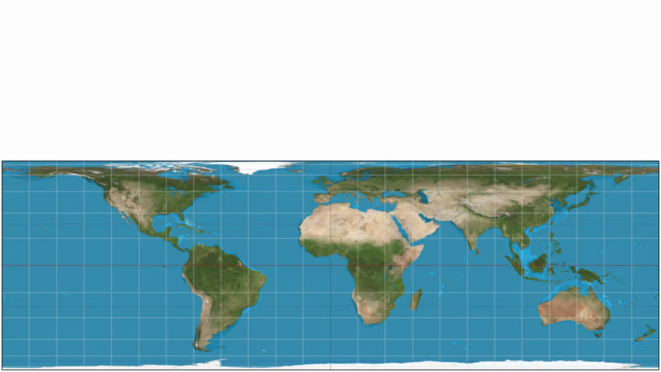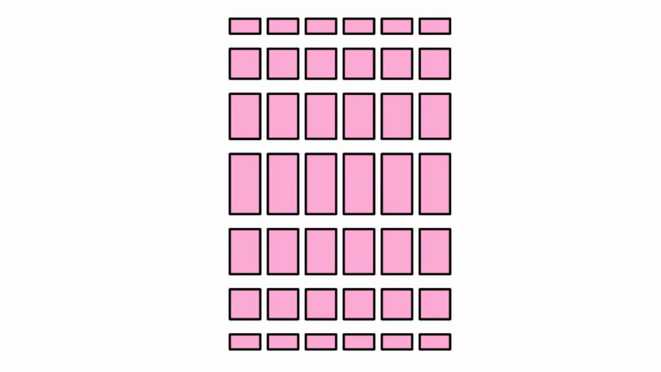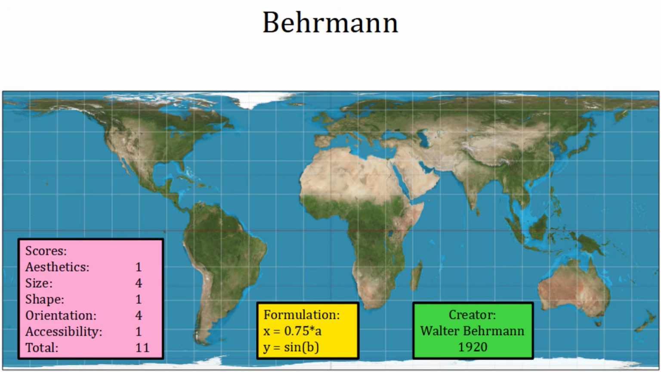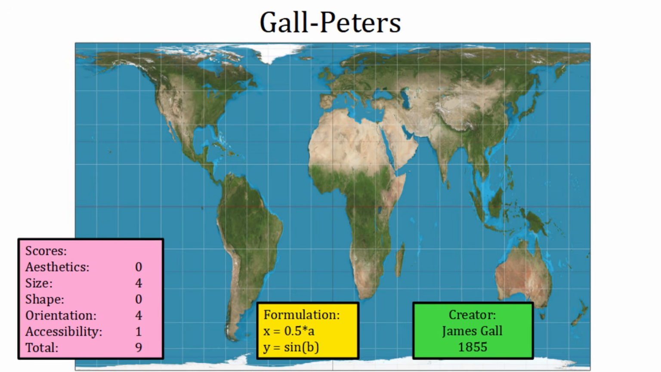Going back to the map though, it has some clear issues. Distances are distorted in both the x and y directions, and shapes become nearly unrecognizable. Changing the aspect ratio can help though. It makes some areas better, but some areas worse. Adjusting just a little bit results in the Behrmann projection. Adjusting some more produces the Hobo-Dyer. Adjusting a lot produces the Gall-Peters projection. Unfortunately, they all still have the same issues, so their scores aren't much different.